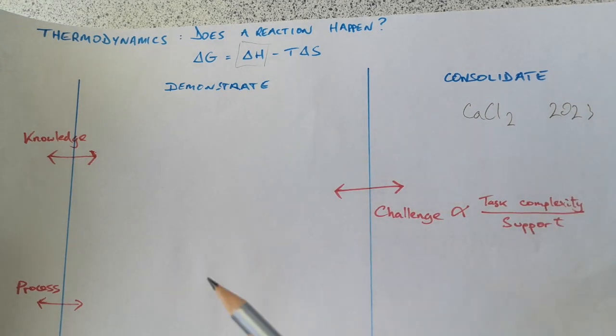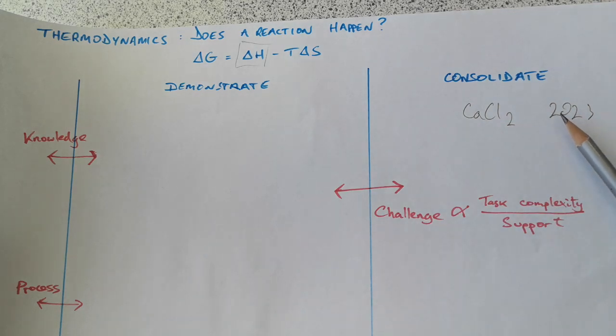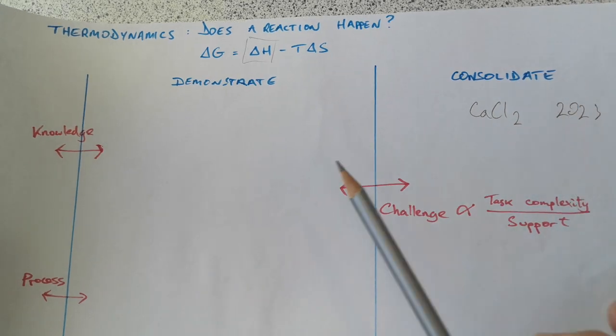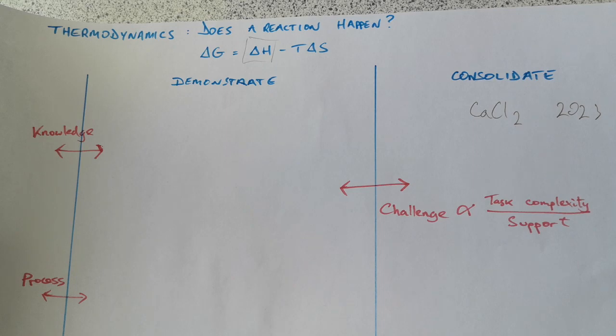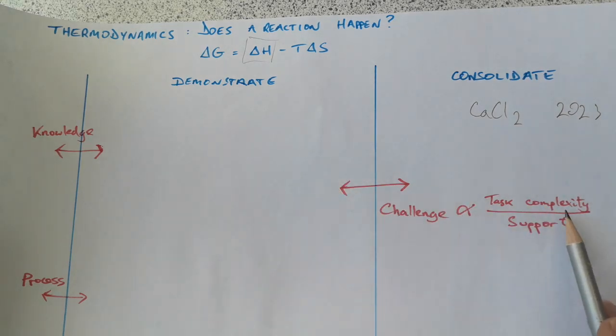What I want to do here is give my students plenty of practice to do before they get to this consolidation. And in some cases, I'm going to actually make the practice harder than the question itself. I'm going to use this equation to help me think about my demonstration. Challenge is proportional to task complexity divided by support, right?